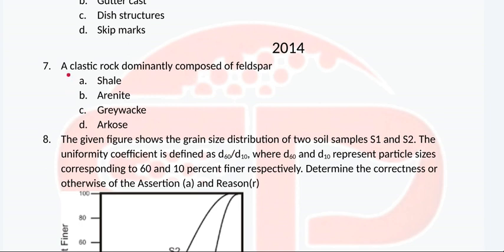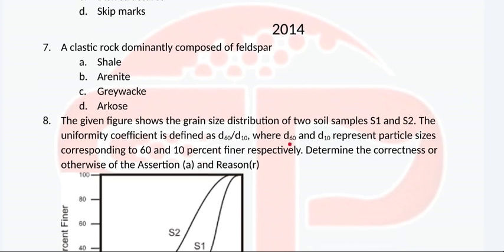A clastic rock dominantly composed of feldspar is called an arkose. So any sedimentary or siliciclastic rock that consists of more than 25% of feldspar, we call it arkose.